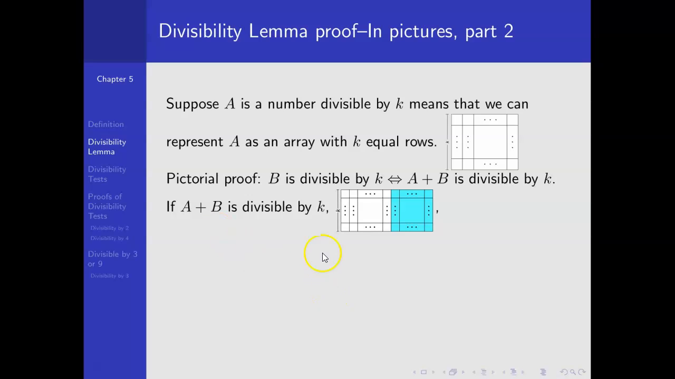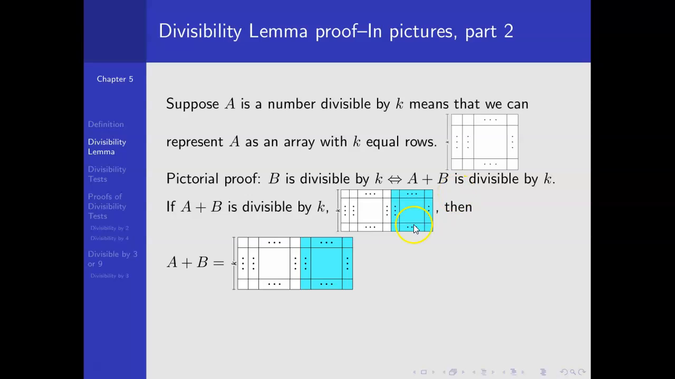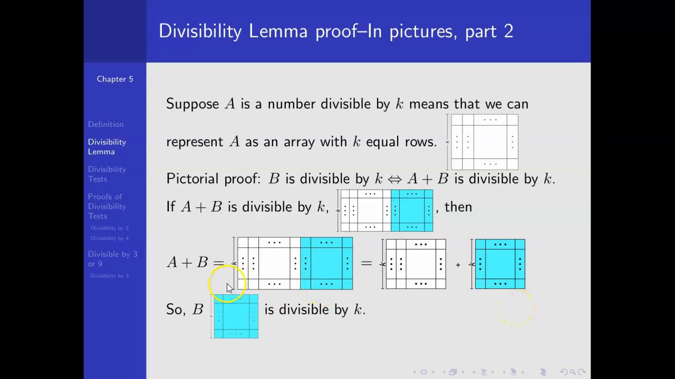Well, knowing that a plus b is divisible by k means that our picture has k equal rows. So here's our picture again with k equal rows. So to get b by itself, we're just going to separate into the part that is a and the part that is b. And so then when we look at b by itself, it has k equal rows. So it is divisible by k.